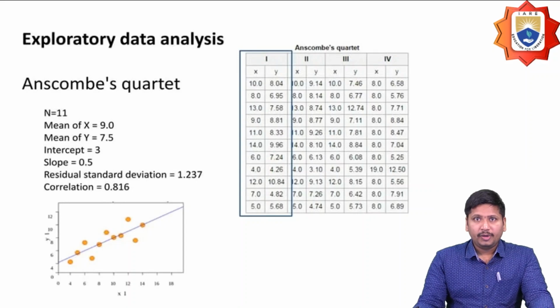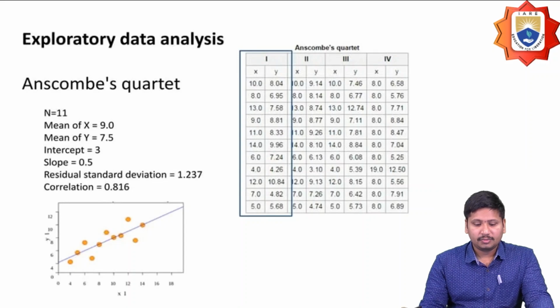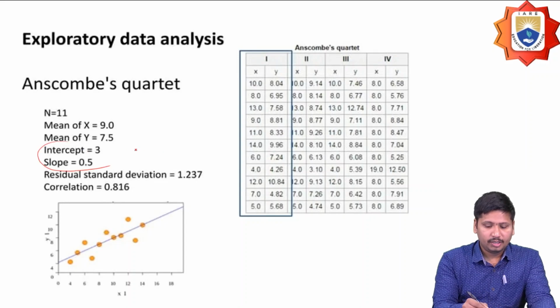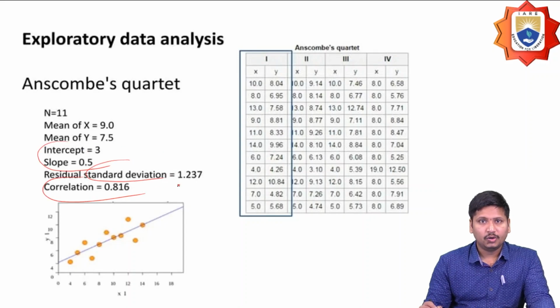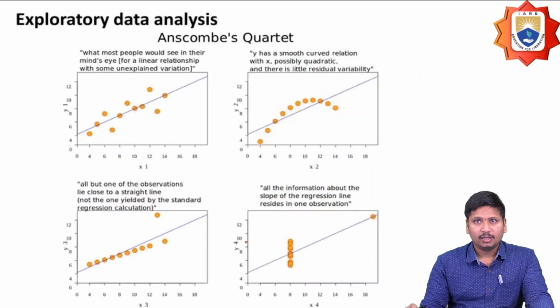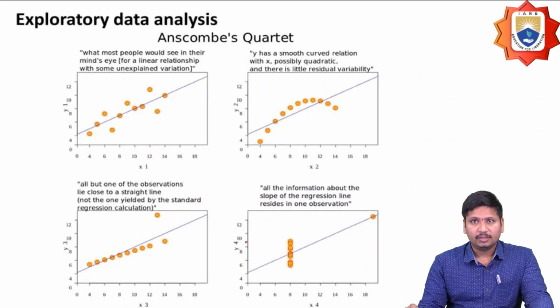And Anscombe's quartet is one of the applications of exploratory data analysis where you can calculate the mean, median, and how to calculate the intercept, slope, standard deviation and correlation and all. So by making use of this data set, I can simply calculate the mean values, the mean value of x, mean value of y, how to make the relationship between the two, and how to calculate the correlation of the data. So these are some of the visuals I can gather from this exploratory data analysis, how we represent this.